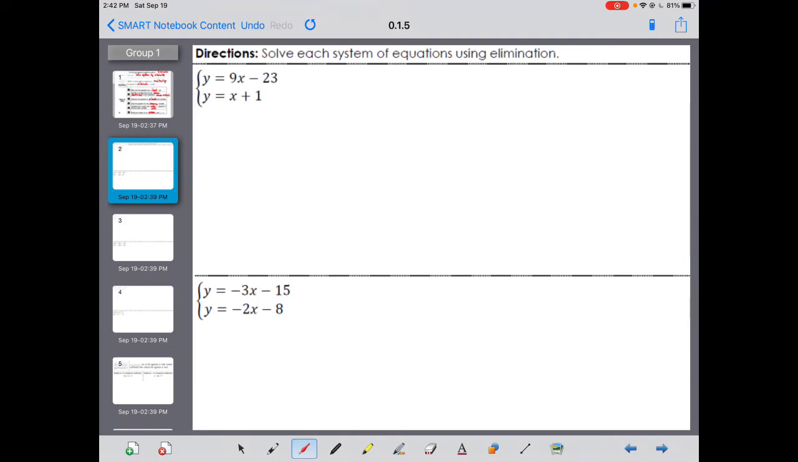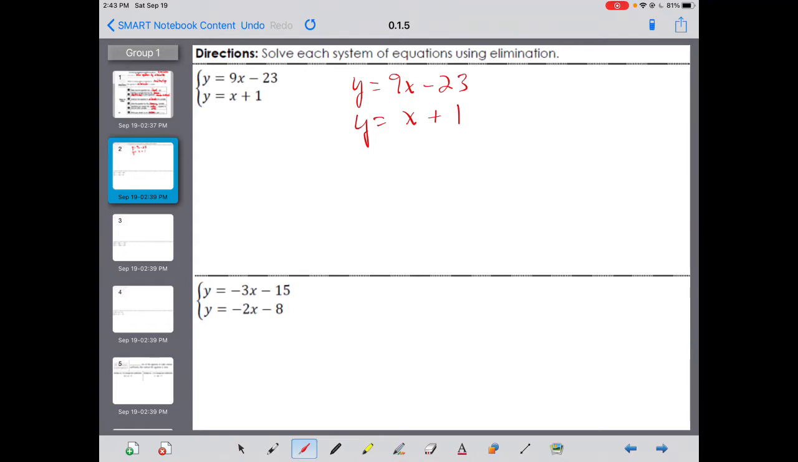You want to line them up. These look just like we did in the last section where we did substitution. I don't typically do elimination in this sense because I could just set one equal to the other and then it's the same kind of moves. But we'll go ahead and do it. y equals 9x minus 23. And then I make sure they're lined up: the y, the equals, the x, and then the numbers, the constants.